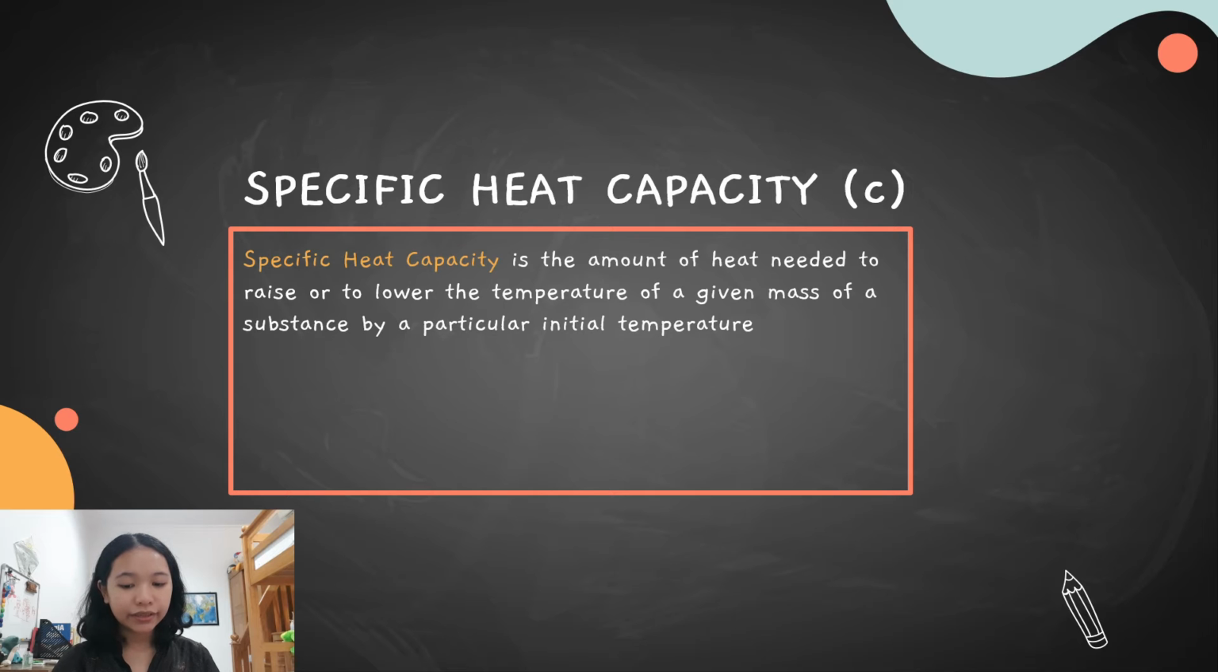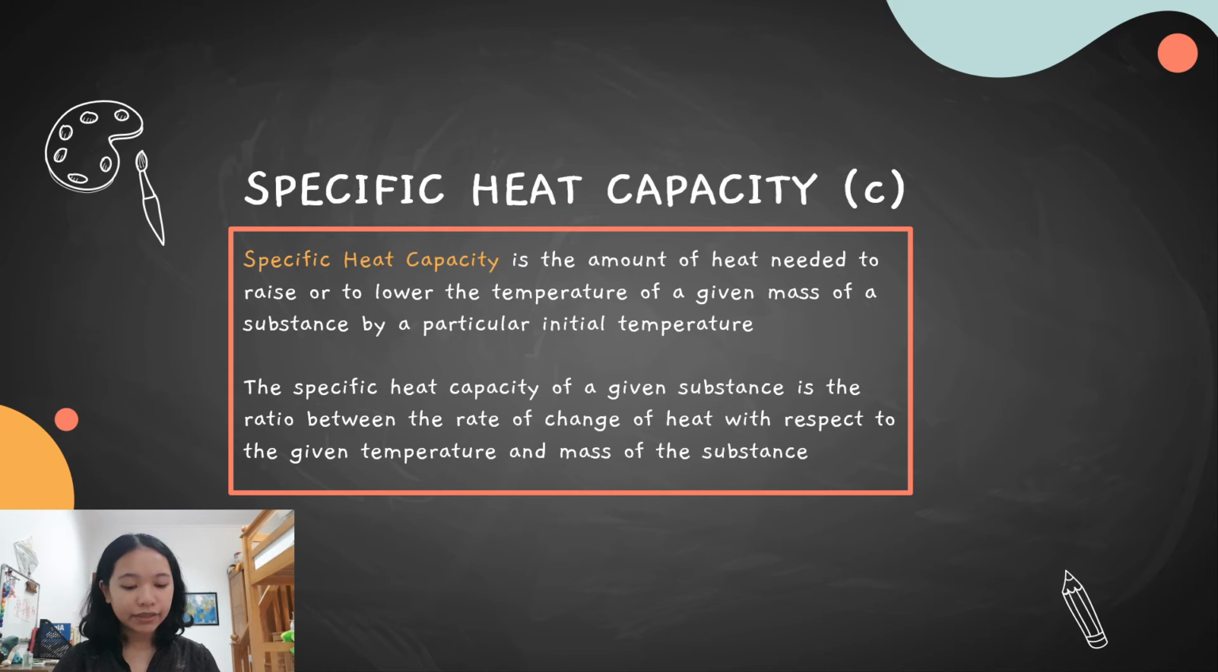Specific heat capacity is the amount of heat needed to raise or to lower the temperature of a given mass of a substance by a particular initial temperature. The specific heat capacity of a given substance is the ratio between the rate of change of heat with respect to the given temperature and mass of the substance.